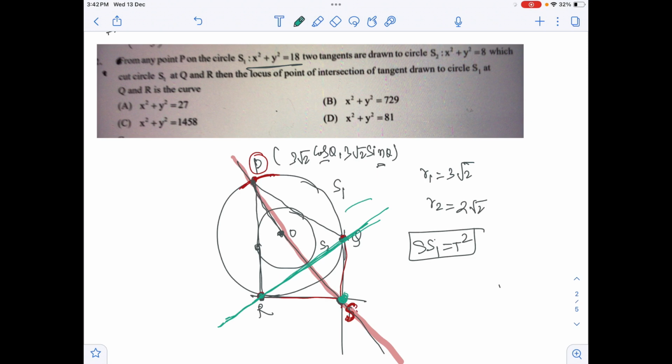With respect to point S in circle S1, RQ is the chord of contact. So let's say S is alpha comma beta, then the equation of RQ is known to us. It will be T equals 0. So this I am discussing as approach number 2.